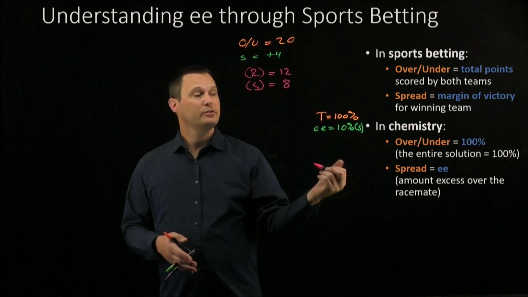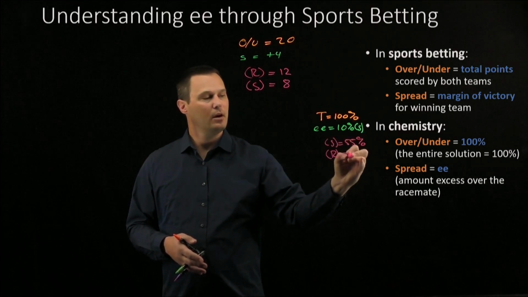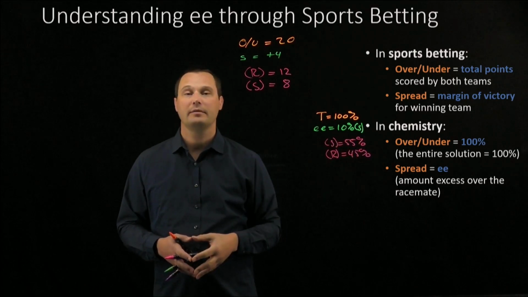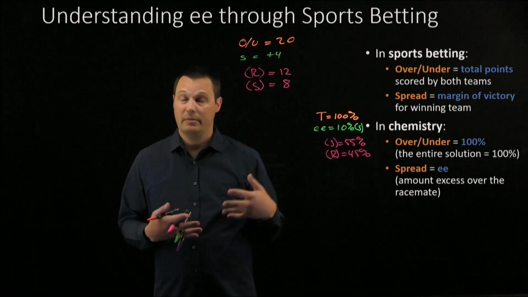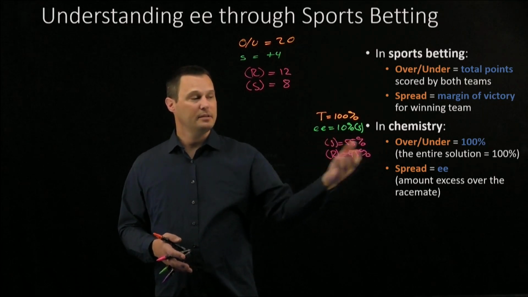Since S is favored to win by 10%, we would expect S to be 55% and R to be 45%. That gives us a total of 100% and a spread of 10. Notice that it doesn't mean that the mixture is 10% S and 90% R. That's not what enantiomeric excess means. It means one side, the S side, is ahead by 10%.